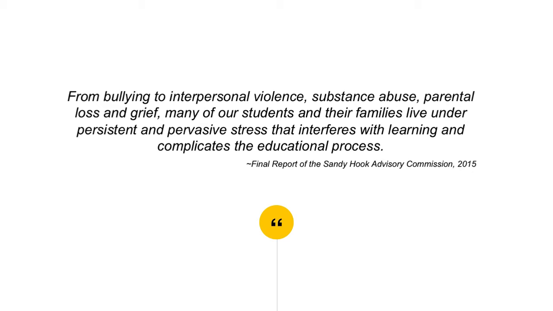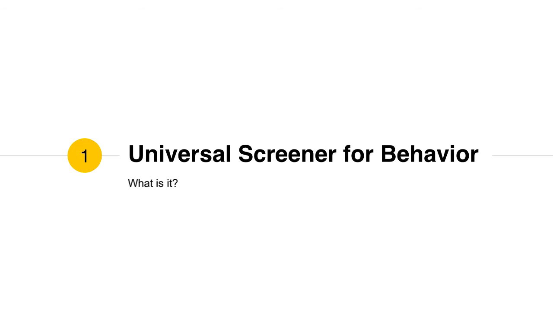From bullying to interpersonal violence, substance abuse, parental loss, and grief, many of our students and their families live under persistent and pervasive stress that interferes with learning and complicates the educational process. So what is a universal screening for behavior?